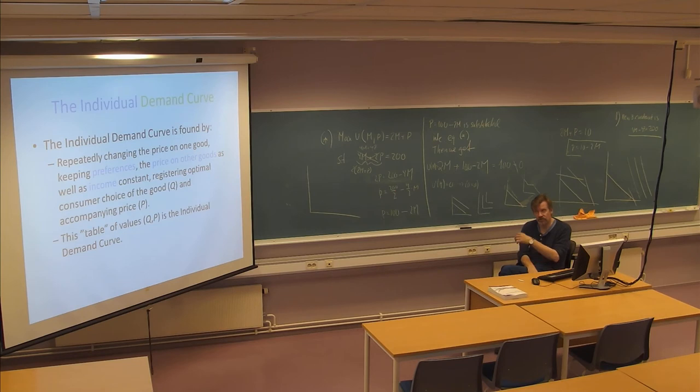So now we use our toolbox of utility maximization to look at what happens if we change the price on one of the goods. That's the idea. Okay. And at the bottom it says this table of values Q, P is the individual demand curve. That's what we're looking for, isn't it? The demand curve is a curve or a relation, a function between quantity and price. Perhaps it's not so easy to see at this level, but hopefully it improves when we move along here.